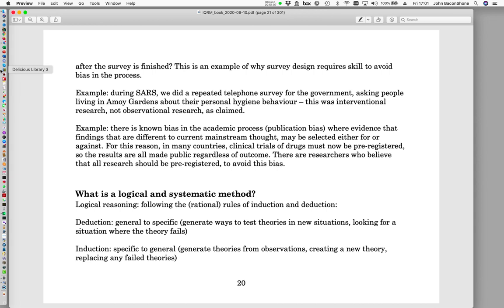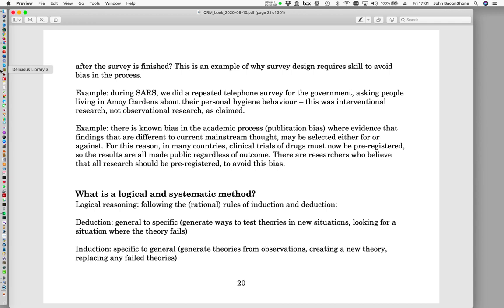Okay, so let's move on to the next issue here. I said that in addition, we also needed to use a logical and systematic method. So what does logical and systematic mean? So logical reasoning means we need to follow the rational rules of induction and deduction. So this is philosophy, but these are the basics of philosophy which as researchers we all need to understand. So what are deduction and induction?